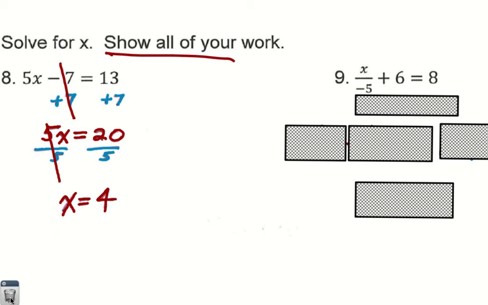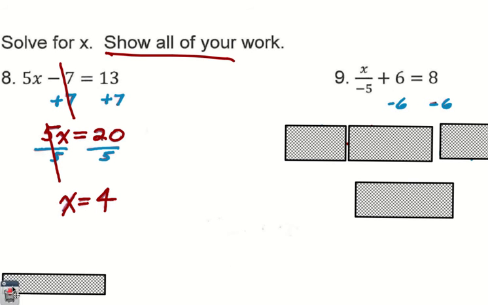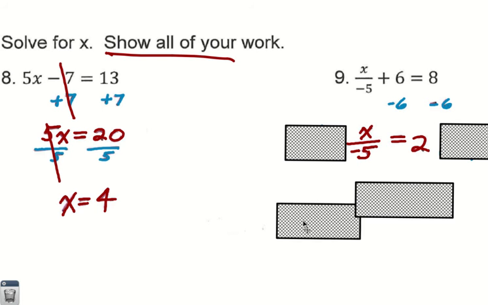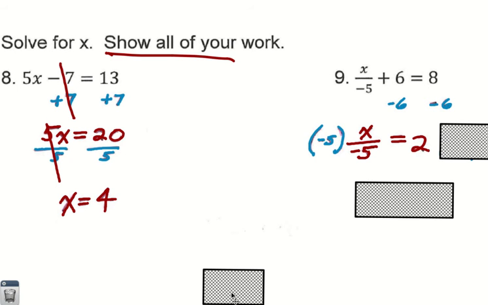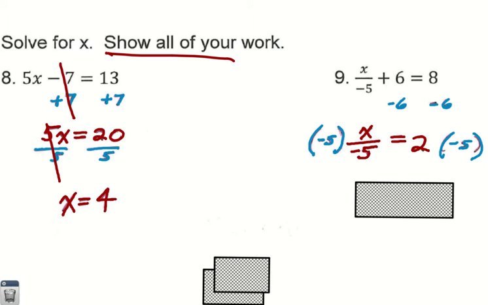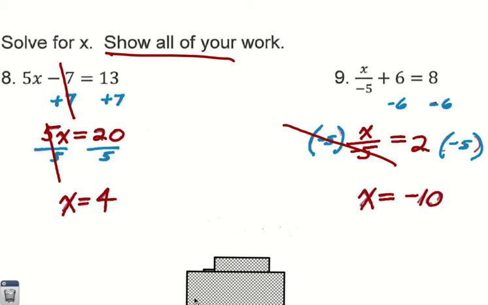X equals 4. Over here in number 9, same deal. Are we going to undo dividing by -5 first? Or are we going to undo the adding of 6 first? Because it matters. So we're going to do that first, and end up with this. We get rid of that +6 first, but whatever we do to the left side, we also have to do to the right side. So the right side, 8 minus 6 becomes 2. Next, we multiply both sides by -5. That is what will undo and cancel out division by -5. And so that leaves x by itself, and the other side is -10.